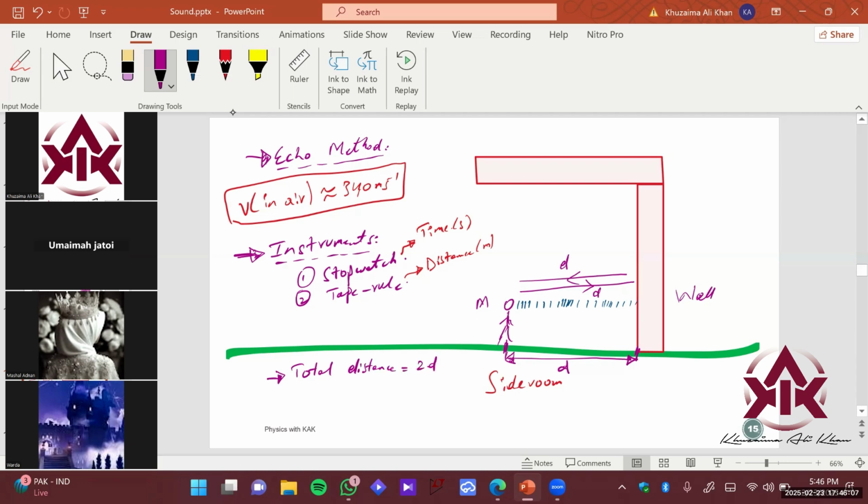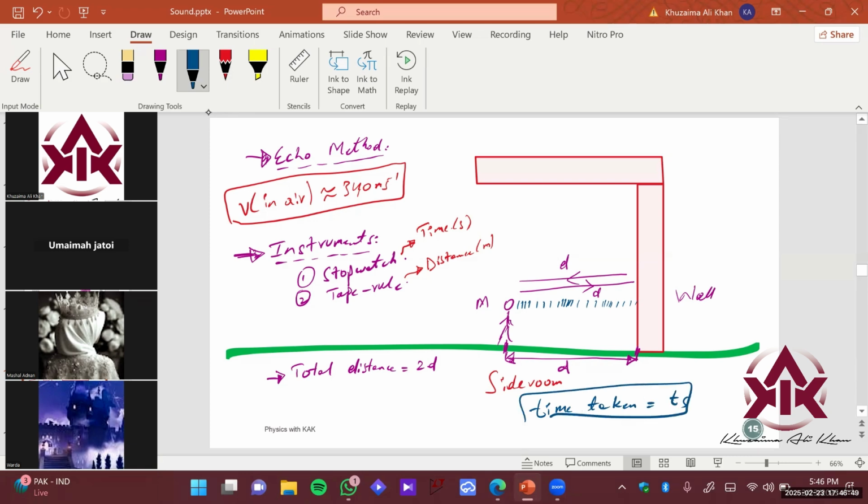Now we want to measure one more thing, that is time, right? As Mashal told you, as soon as she generates a sound, she will start the stopwatch, and when she hears back her echo, she will stop the stopwatch. Since the stopwatch started at time equals 0 seconds, let me just make it simple: the time it takes for Mashal to hear back her sound is T seconds.